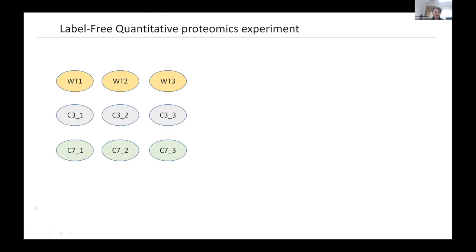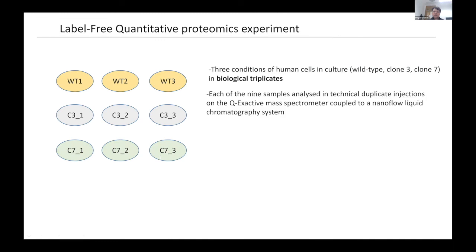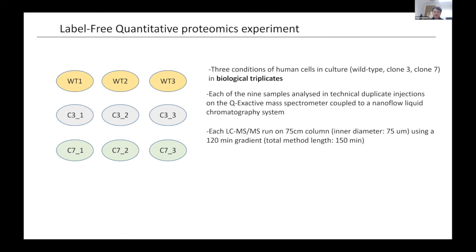So this is an example of a very simple experimental design of 3 wild-type cells in 3 biological replicates, and then 2 clones, clone 3 and clone 7, in equally 3 biological replicates. These were all analyzed in a label-free quantification workflow, with LC-MS/MS performed on a Q Exactive mass spectrometer. The data analysis was performed in MaxQuant, and a total of over 6,700 protein groups across all samples were identified and quantified.